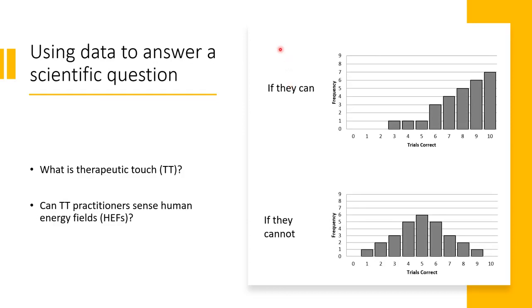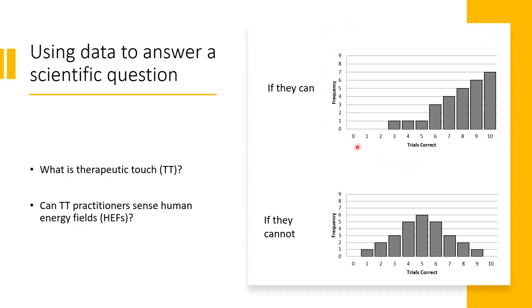Sometimes when you're answering scientific questions with data, it's helpful to think about what supporting evidence would look like before you actually collect your data. So if these practitioners can sense human energy fields, you might expect some data that's highly skewed, like what you see up here in this top graph.